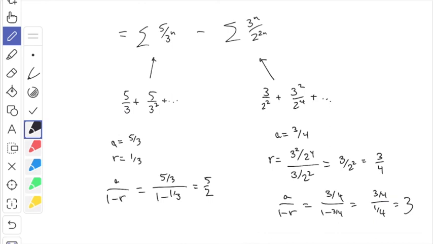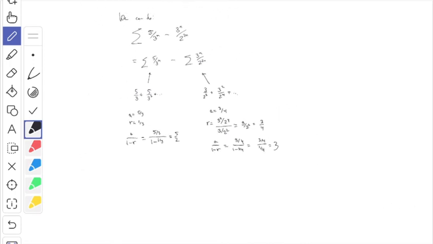Yes, 3. Right. So my final answer for this series, remember the point of doing each one separately was I'm subtracting them. So I'll just write it all again. The original series, 5 over 3 to the n minus 3 to the n over 2 to the 2n, equals 5/2 minus 3. That's it. The moral is you can break up a series which has addition and subtraction on the inside. You can split it into 2 separate series. And if those 2 separate ones converge, then the original one also converges.